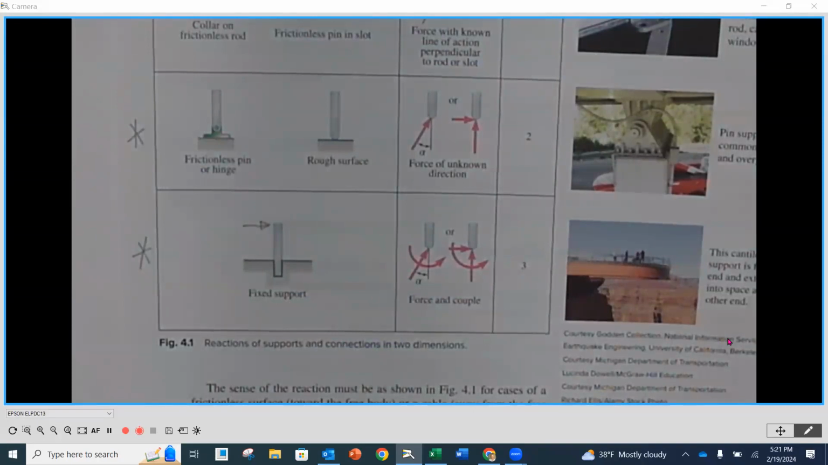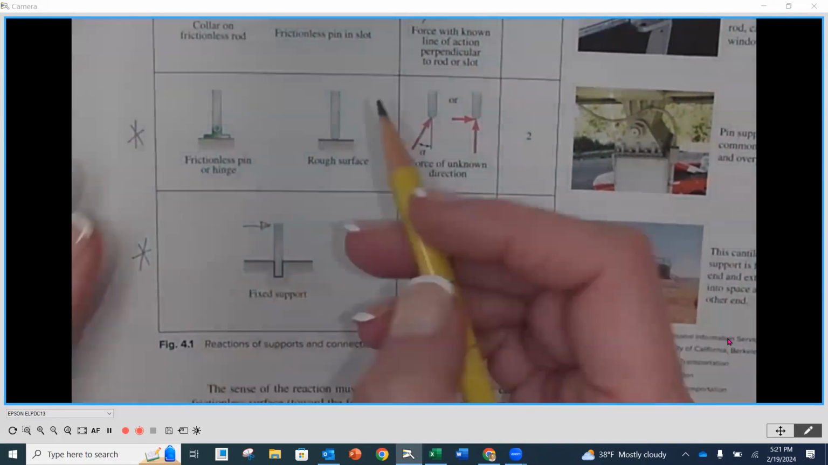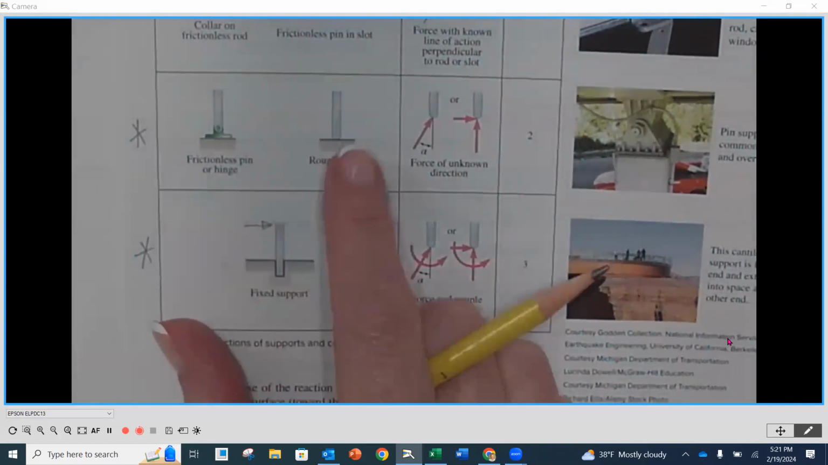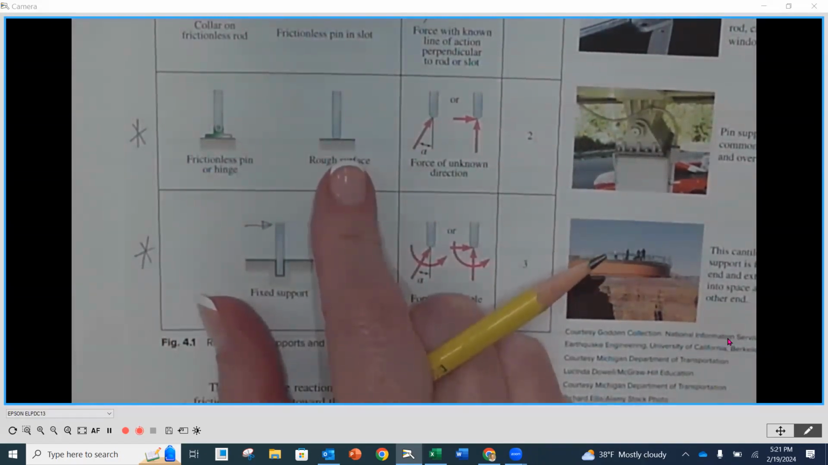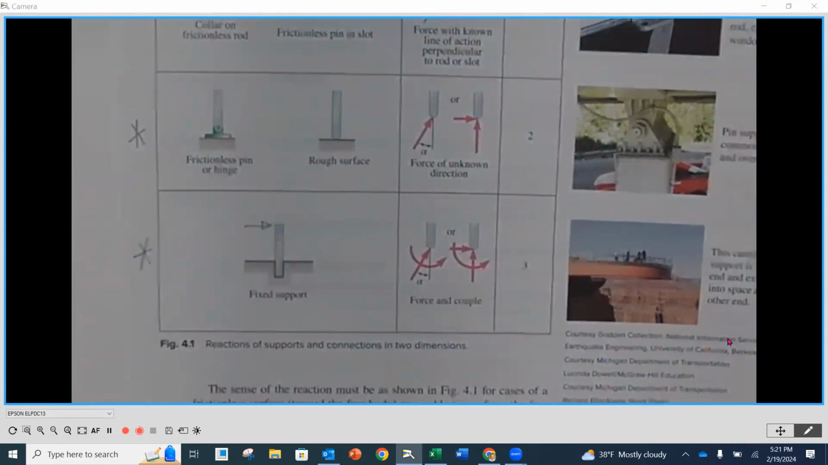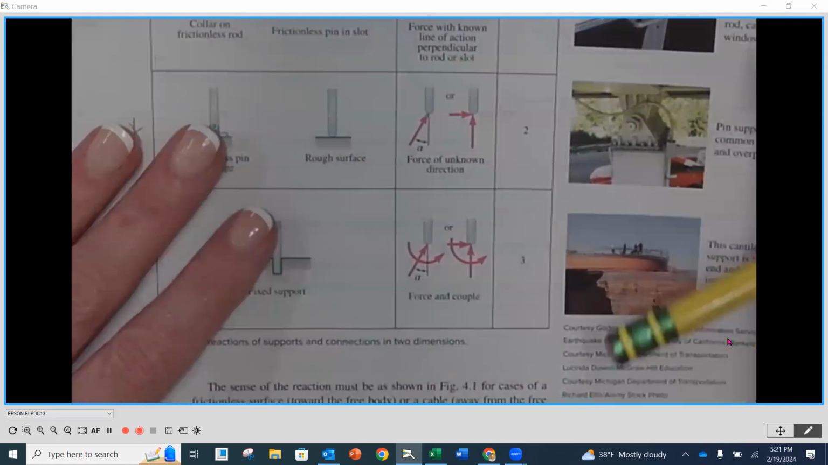Okay. Gotcha. And then the other one that's in this category, because it also has two reactions, is going to be a rough surface. The rough surface is going to be perpendicular to the surface, but then also because it's a rough surface, there's going to be a friction force. We won't see the friction in this chapter because we actually spend time on a separate module for just friction. So we will see it there. Okay, but both of these have two reactions.